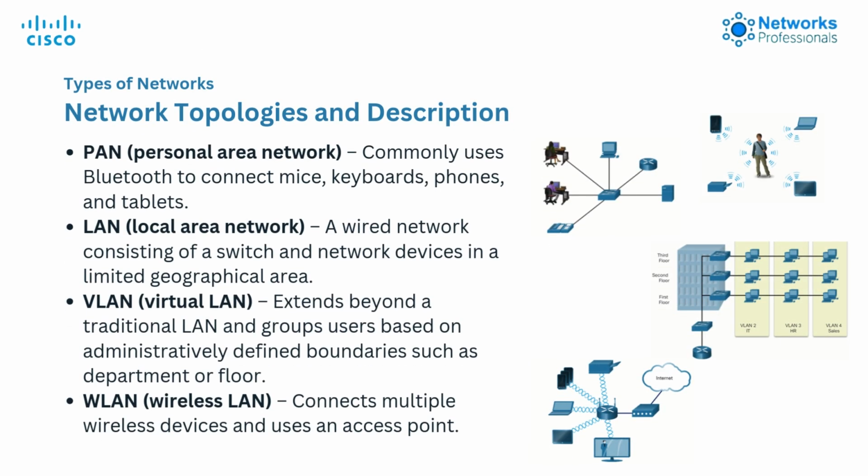Network topologies and description. Types of networks: PAN, LAN, VLAN, WLAN. When discussing networking concepts, it's essential to understand the different types of networks based on their size, structure, and use case. Here's a brief discussion of some common types. PAN, Personal Area Network. A PAN is the smallest type of network, typically used for connecting personal devices within a short range, usually a few meters. It commonly uses Bluetooth technology to connect mice, keyboards, smartphones, tablets, and wireless headphones. This network is centered around an individual and their devices.